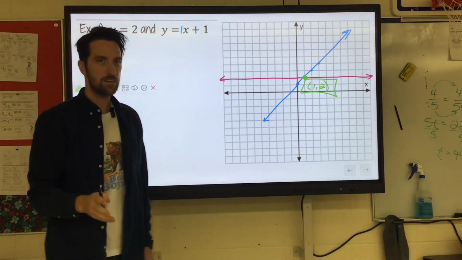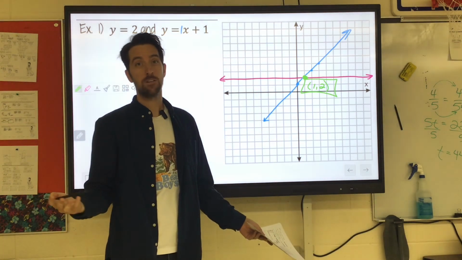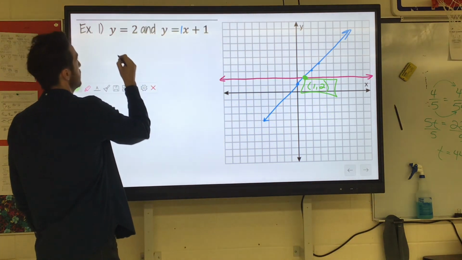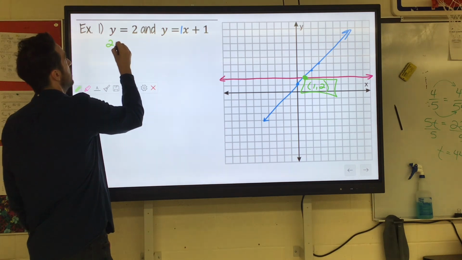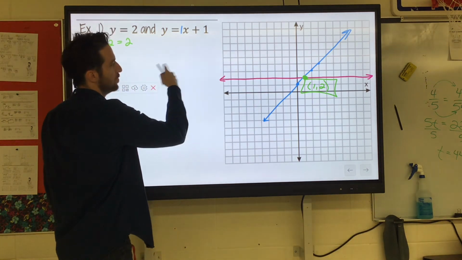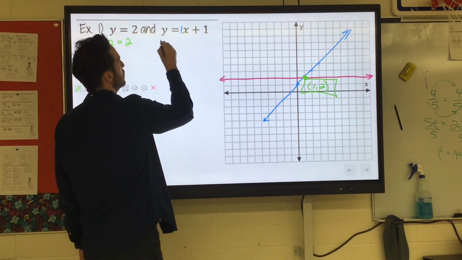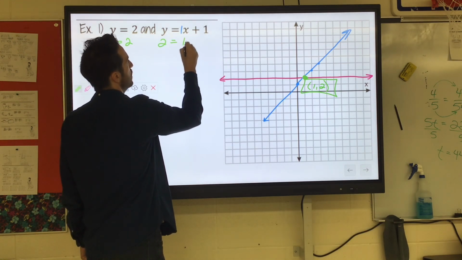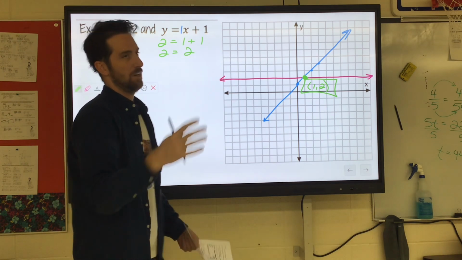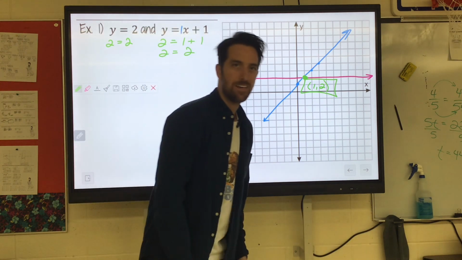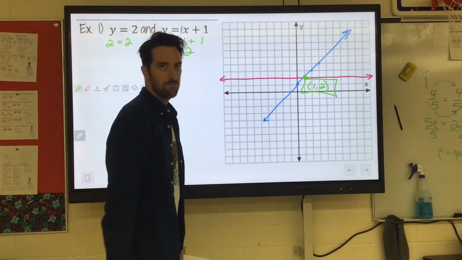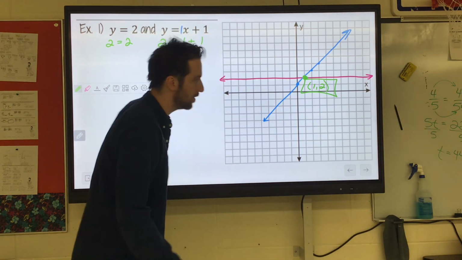How could you check this algebraically? Well, you could substitute in 1 for x and 2 for y, and make sure it works. If we substitute in 2 for y here, you have 2 equals 2. Great, it works. You substitute them in for x and y here: y is 2, x is 1, 2 equals 2. They both work. Unbelievable. Look at that. If you get some extra time on a quiz or test, substitute the coordinates in for x and y and double check that they work.